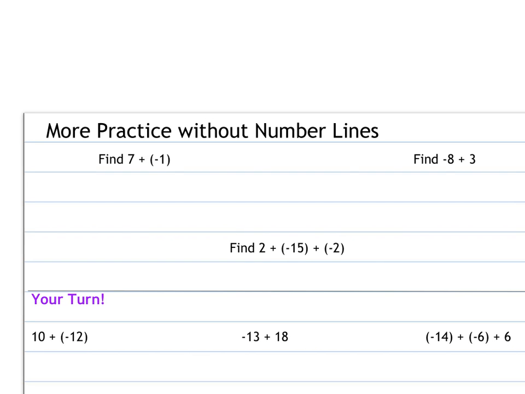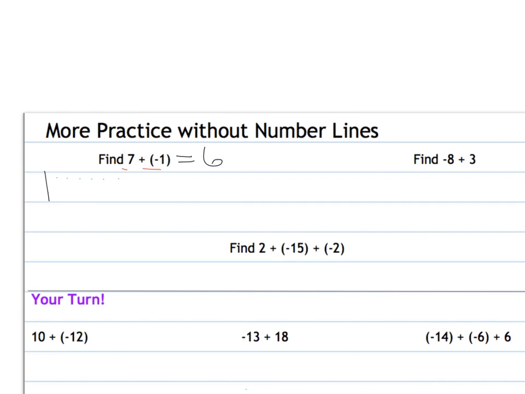So more practice without number lines. So let's try that. I'm looking for which do I have more of, 7 or negative 1. 7 has a greater absolute value, so you could picture that as 1, 2, 3, 4, 5, 6, 7, and 1. Those are going to cancel, and I'm left with 6.